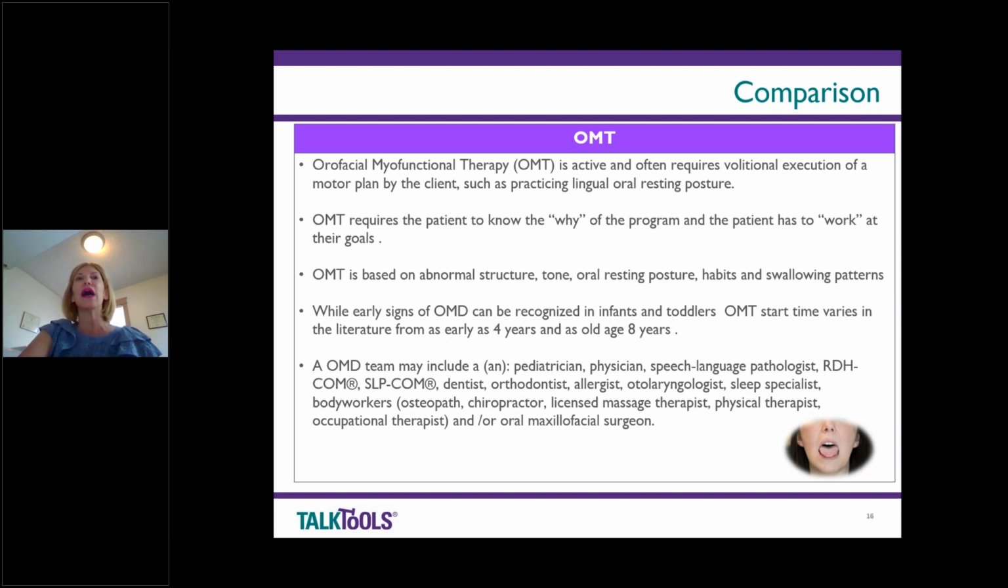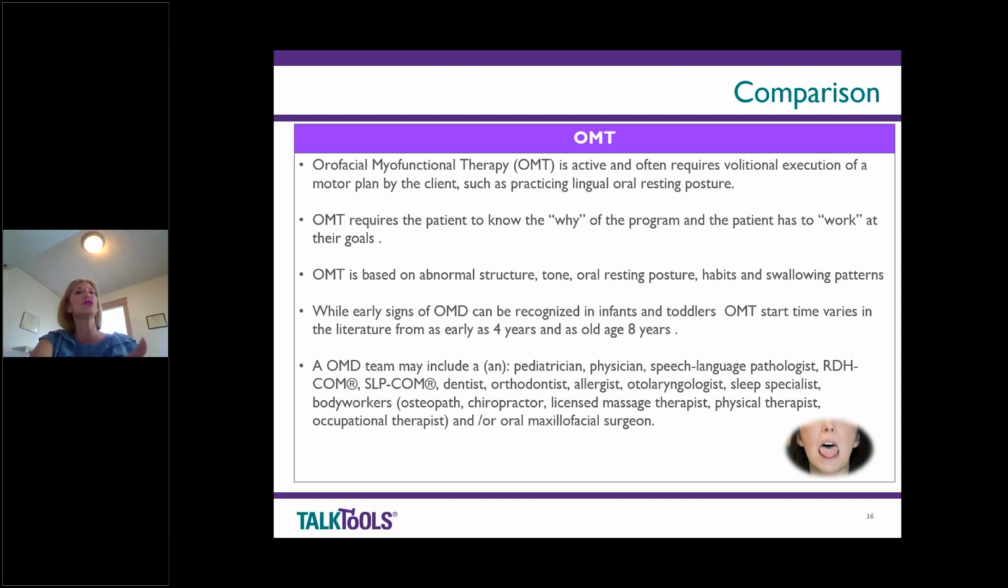The OMD team is also pretty complex. It can include a pediatrician, physician, speech pathologist, RDH, dentist, orthodontist, airway dentistry, allergist, otolaryngologist, sleep specialist, body workers such as osteopaths, chiropractors, licensed massage therapists, craniosacral therapists, OT, PT, and/or oral maxillofacial surgeons. So big team there, depending what signs and symptoms are present.